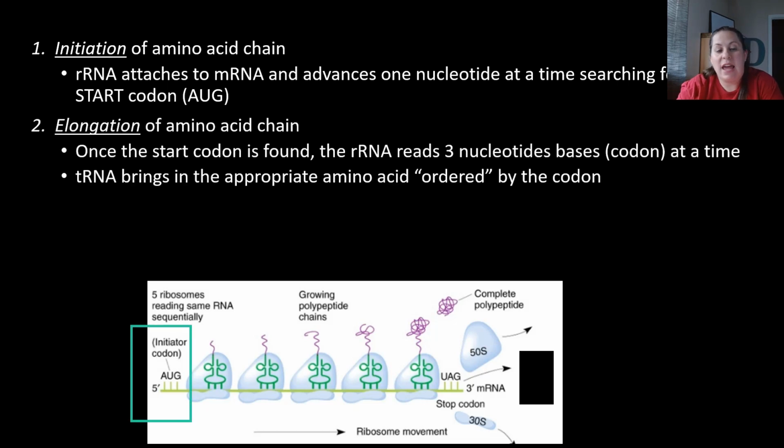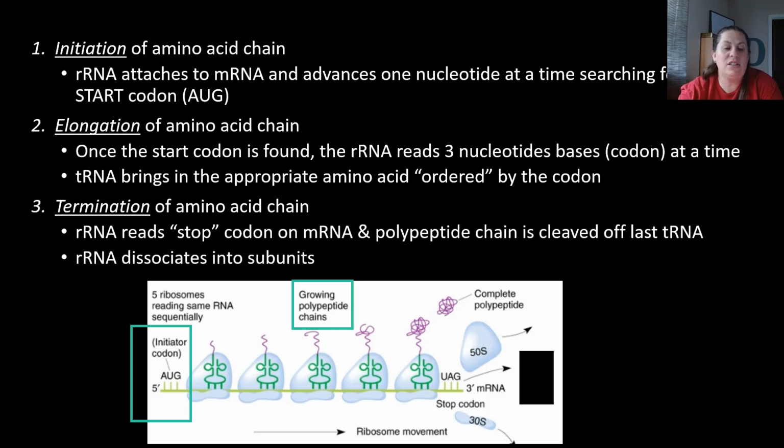Once it finds AUG, we start the process of elongation of the amino acid chain. Once the start codon is found, the ribosome reads the 3 nucleotide bases called codons, and the tRNA brings in the appropriate amino acid by the codon. This then brings us to termination of the amino acid chain. The ribosome reads the stop codon. Once it reads the stop codon, then the mRNA and polypeptide chain is cleaved off.